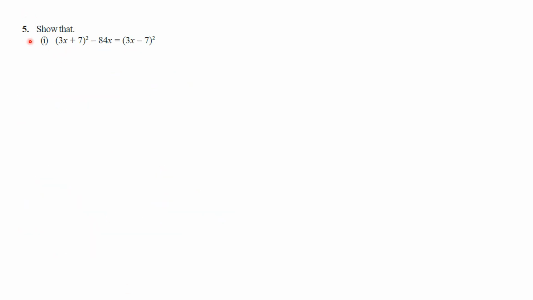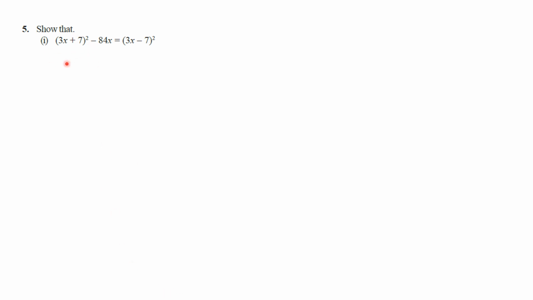Now question number 5. Show that (3x plus 7) whole square minus 84x equal to (3x minus 7) whole square. So whenever the question says show that or verify, we have to show actually LHS is equal to RHS. So I am going to take first LHS, I am going to solve it, then I will take RHS, I will solve it, and then I will show LHS is equal to RHS. Okay, so let's start with our LHS.